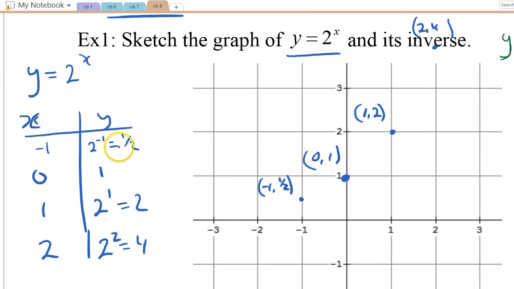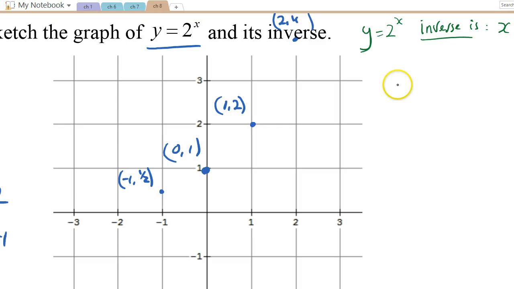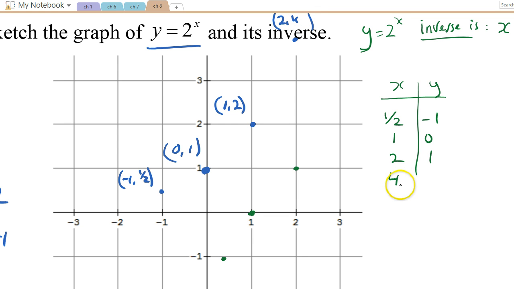So instead of negative 1 comma half, we do the other way around. I'm going to write my x here, my y. Instead of 0 comma 1, now I have 1 comma 0. And where does that go? 1 comma 0 is right there, our green one. Instead of 1 comma 2, now we're going to have 2 comma 1, so that would go right here. Instead of negative 1 comma half, I will have 1/2 comma negative 1. And what was that last one? Instead of 2 comma 4, I will have 4 comma 2. So I'm just switching the x and the y's. 4, maybe over there, comma 2 would be about over there.